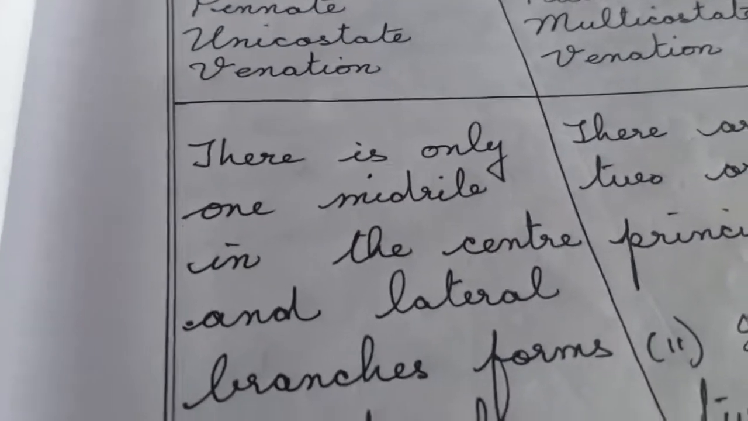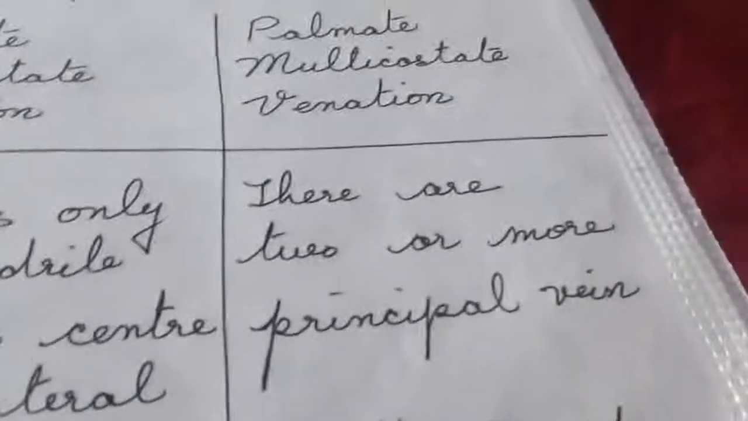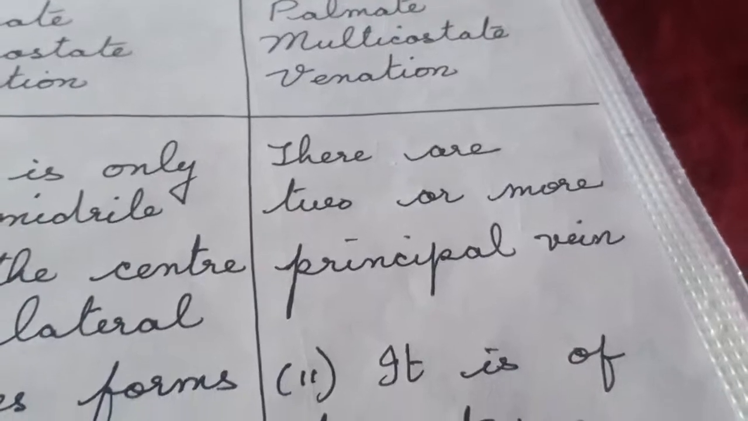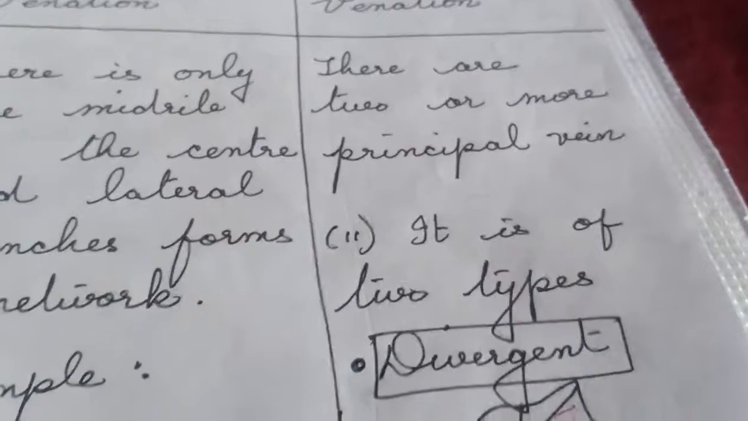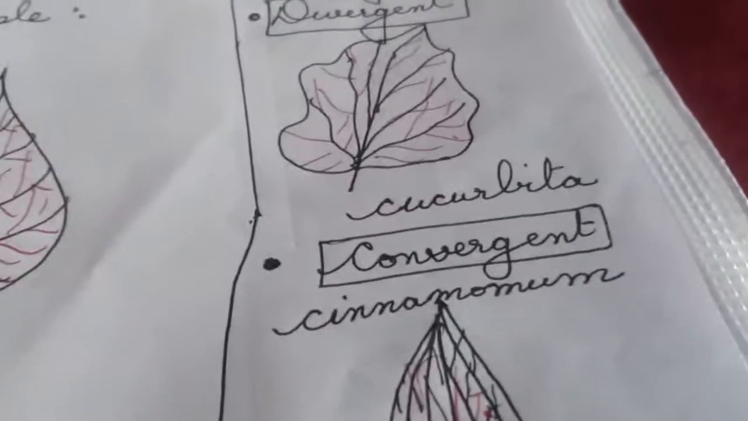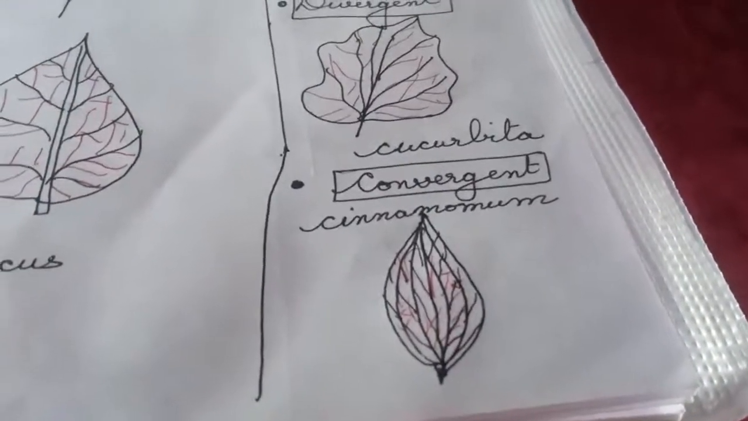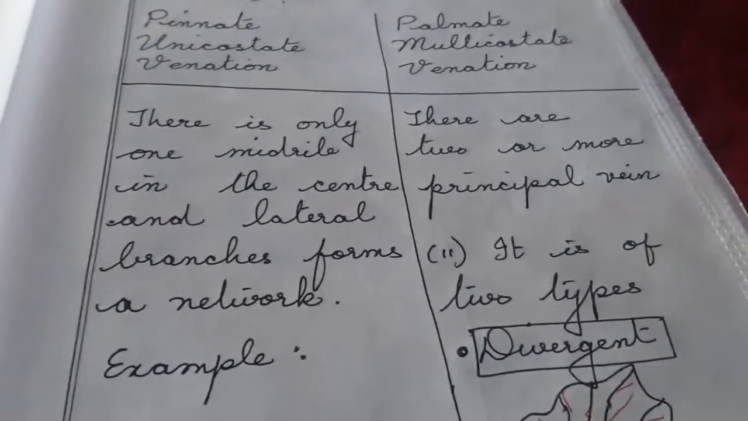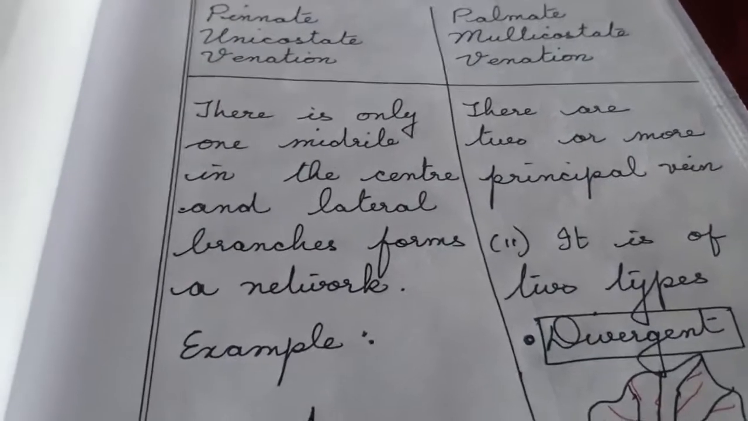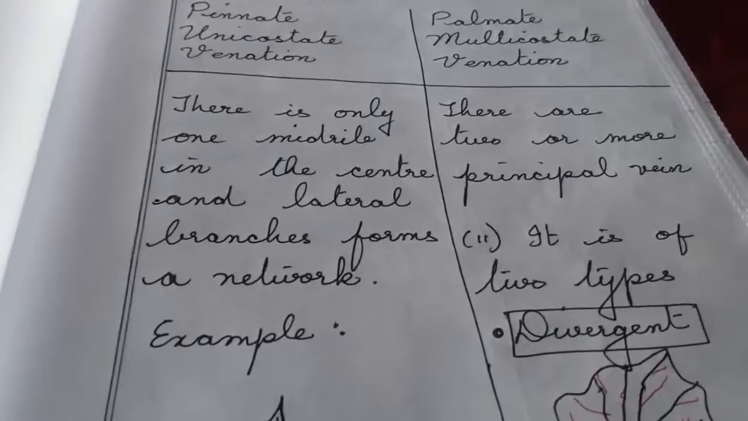Let's write the answer. Pinnate unicostate: there is only one midrib in the center and lateral branches form a network. In palmate multicostate, there are 2 or more principal veins, more main veins. It is of 2 types, one is divergent, the other one is convergent. Divergent example is Cucurbita and convergent example is Cinnamomum. This is about your question answers. Children, we have discussed all the 5 answers with the 1 mark questions. Kindly go through this and write your answers, learn and be thorough for your exams.